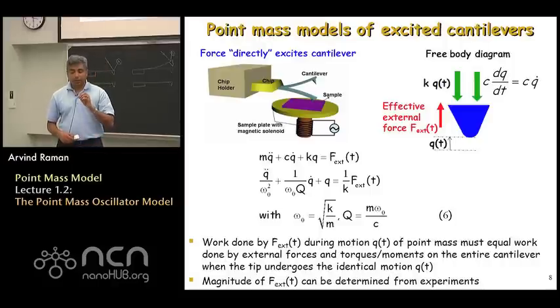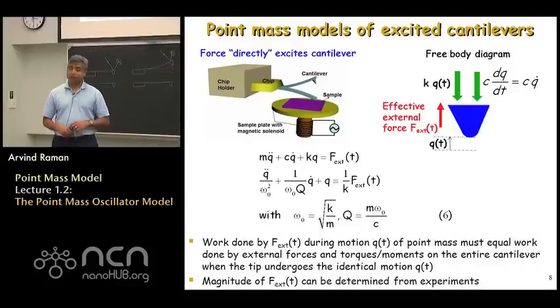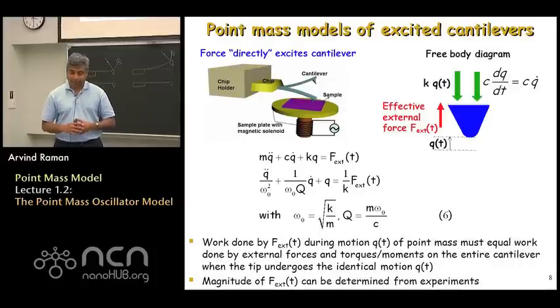So if one applies Newton's laws of motion to the free body diagram shown on the top right, we are able to recover the equation of motion for directly excited point mass models of the cantilever, which is shown in equation 6.